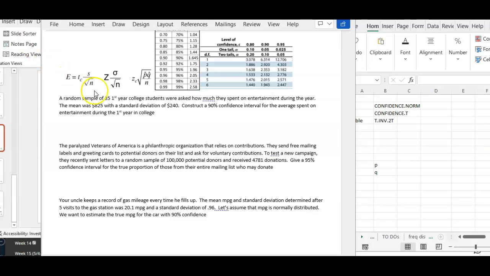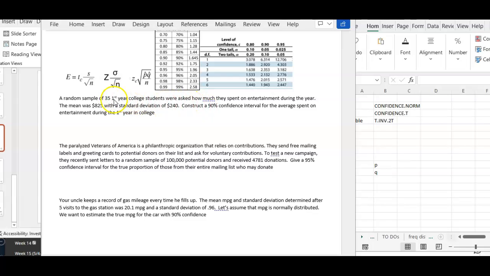In this first example, a random sample of 35 first-year college students were asked how much they spent on entertainment during the year. The mean was $825 with a standard deviation of 240. We're going to construct a 90% confidence interval for the average spent on entertainment during the first year in college.